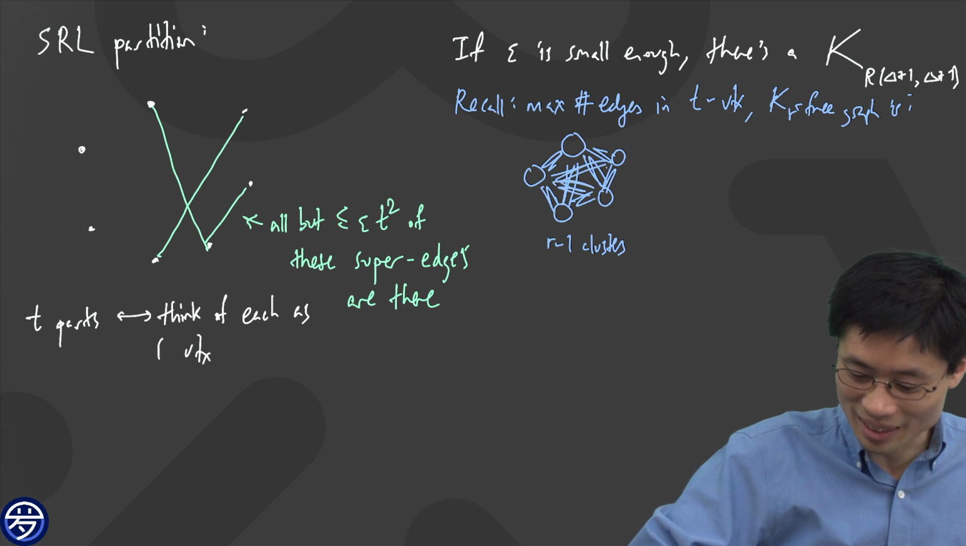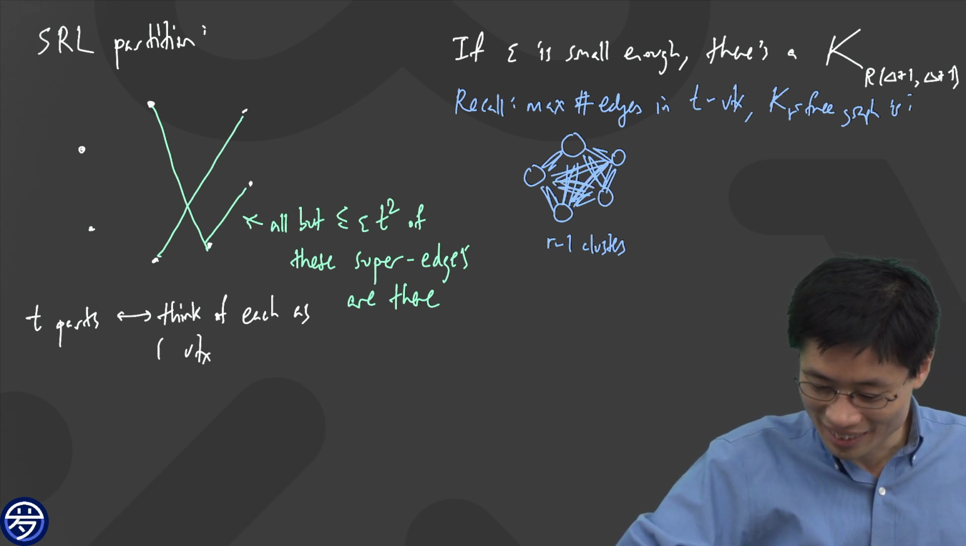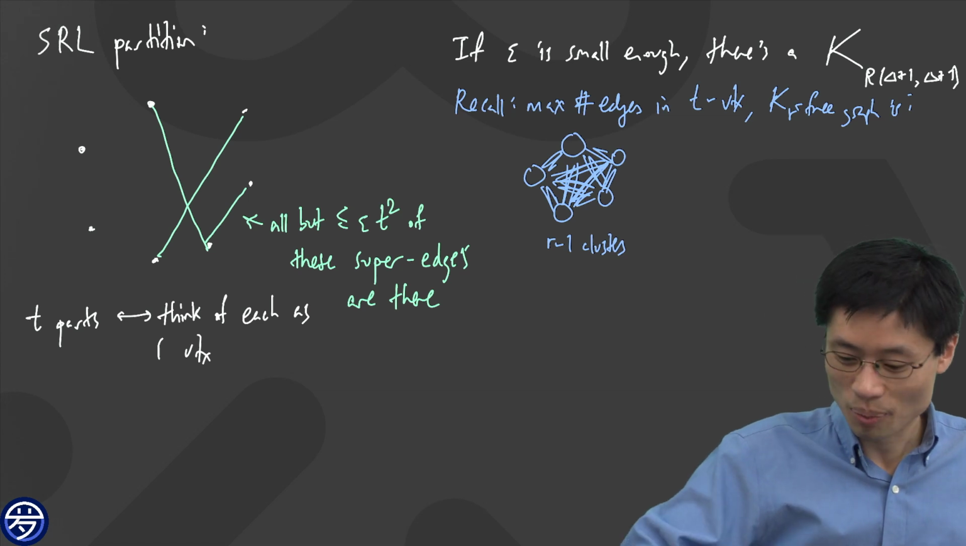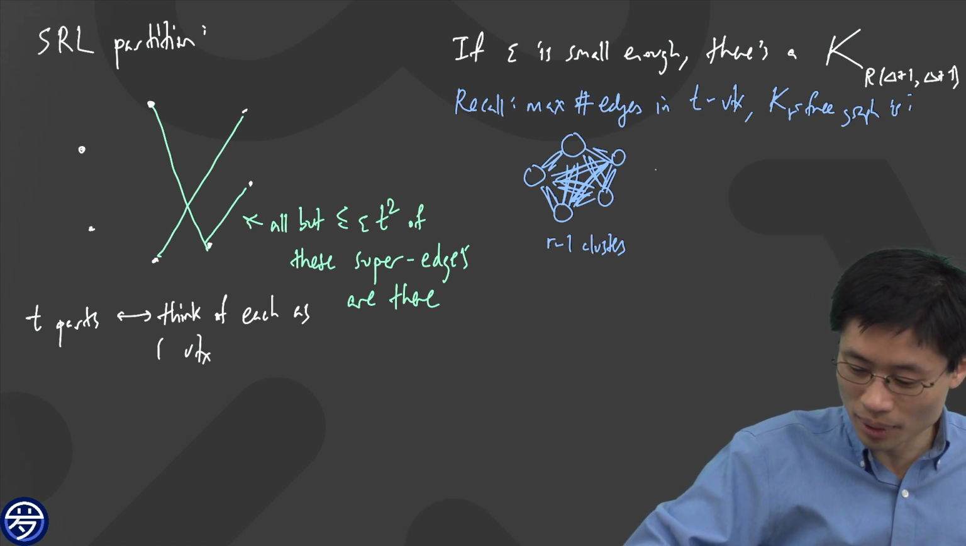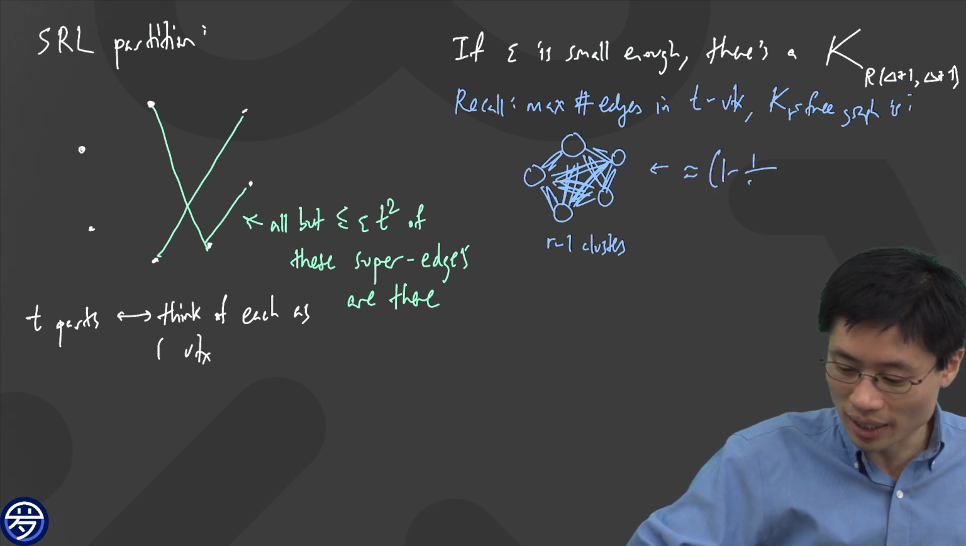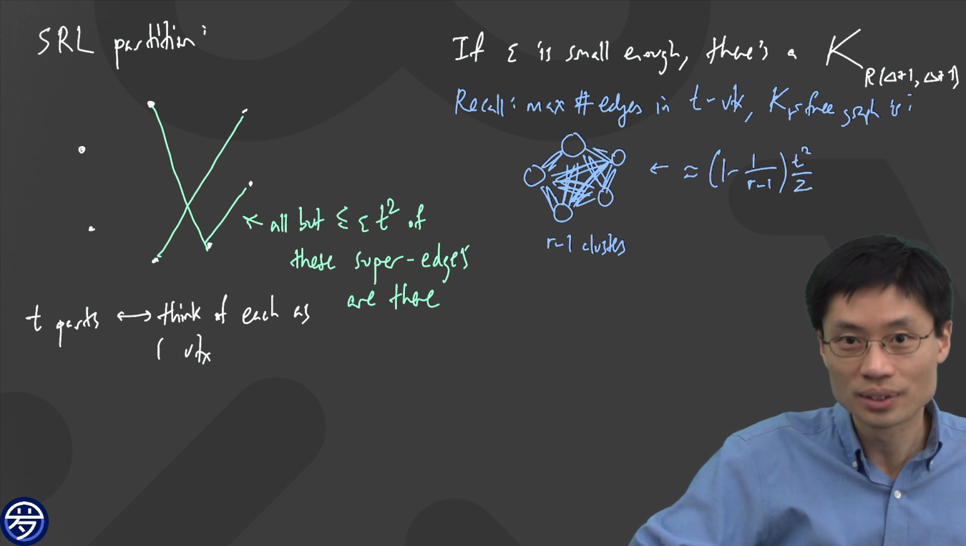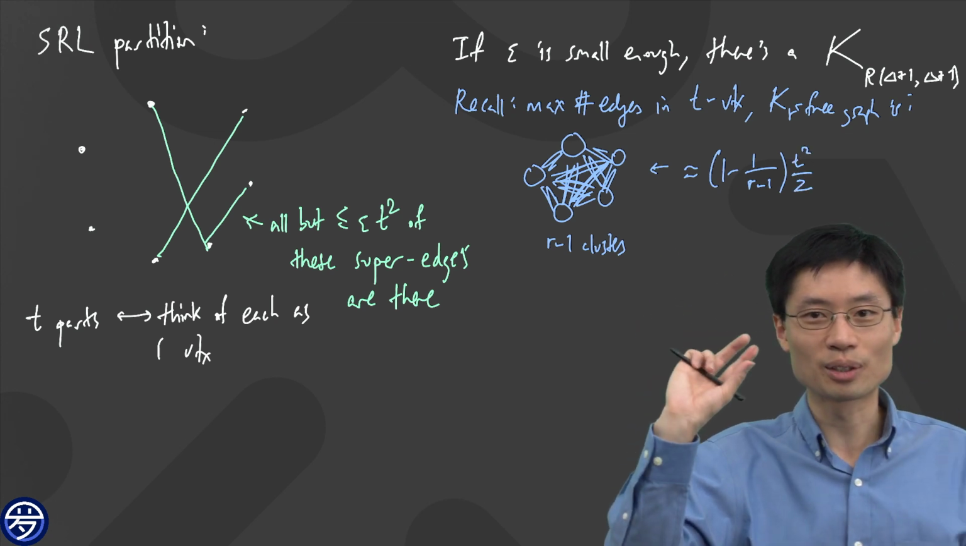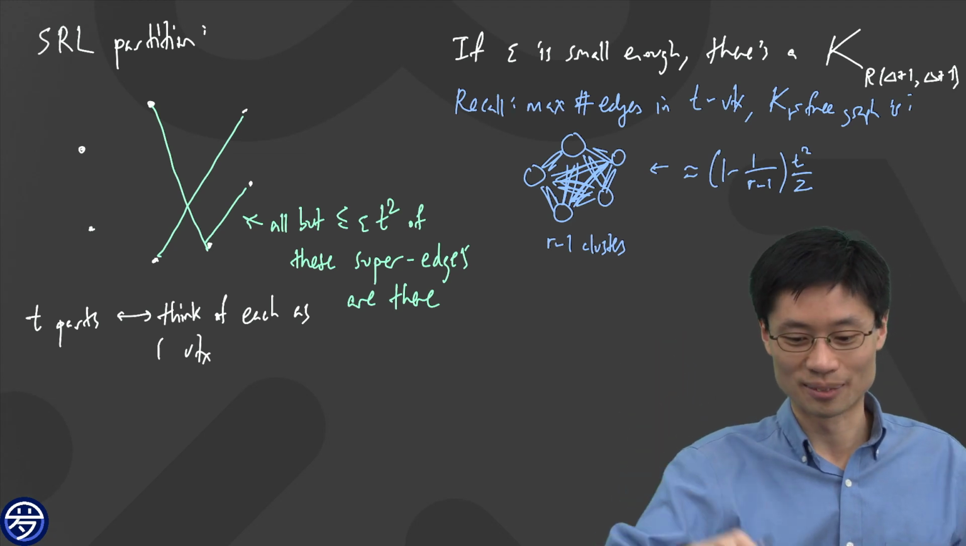I guess once I start something, I feel sort of like finishing it. I hope that's right. I've got this many. And how many edges are here? The number of edges here is about 1 minus 1 over r minus 1 times t squared over 2. We're going to use Turan's theorem right now.